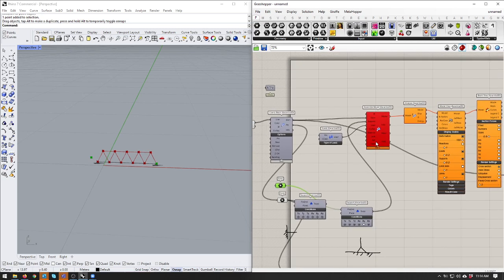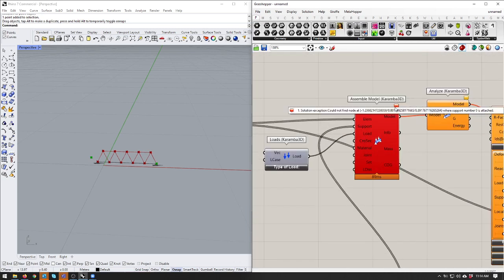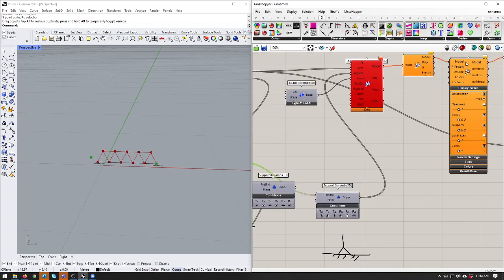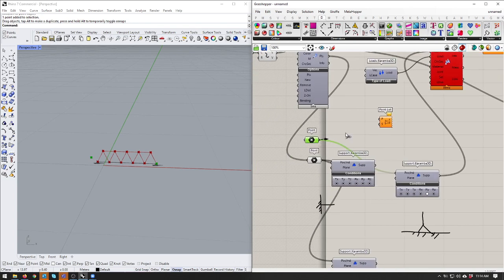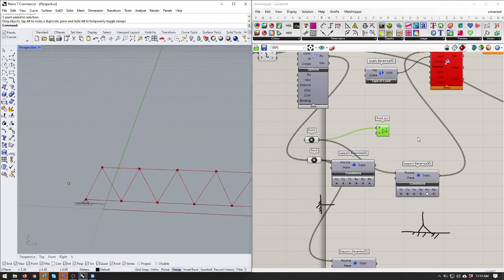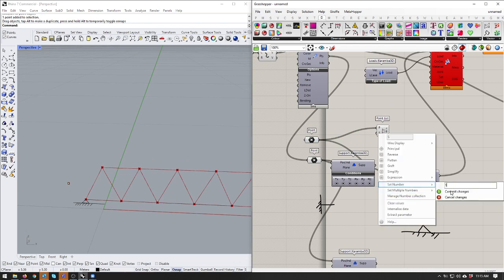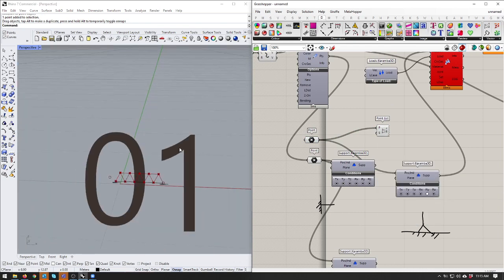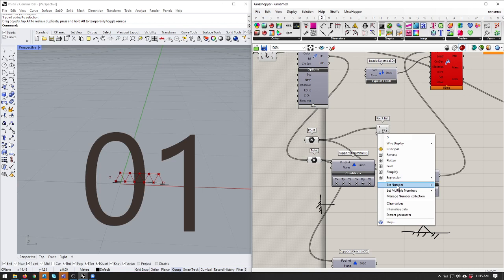What are we getting? We're getting an error. The error is saying solution exception could not find node at, and then it gives us a position in space where the support number is 0, so that's index 0 of the support. So if I put a display on these supports, then that one's 0 and that one's 1, right? Let's make this smaller.